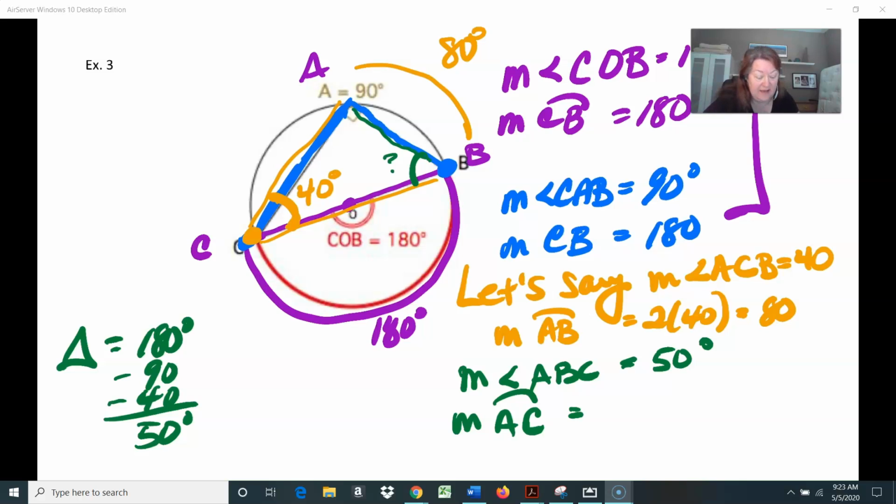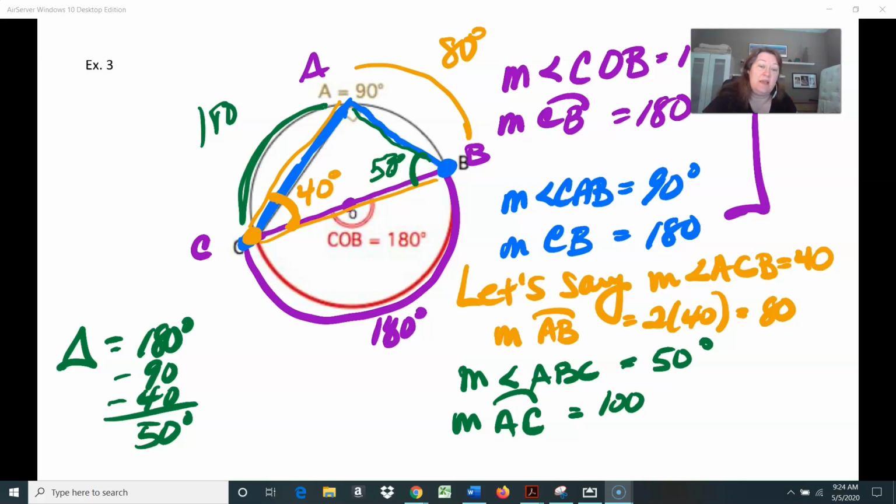If the vertex of the angle is on the circle, this angle 50 is going to be half as much as its intercepted arc. So this would be 100. Now, how could I check that? Well, I could add up all the outside arcs and make sure they add up to 360. And then I know that I did it right.